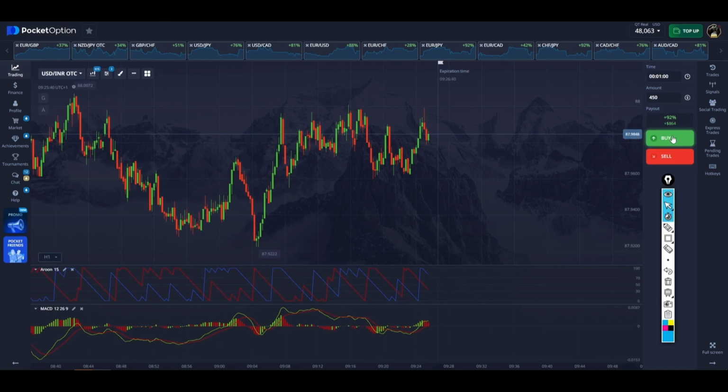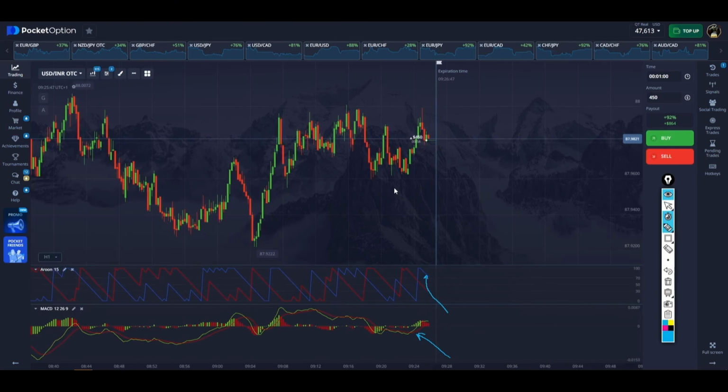Let's focus on this currency pair. The situation here is also interesting. I'm entering a buy trade because we've got a MACD crossover and buyer dominance on the Aroon indicator. Let's see how this strategy performs on this currency pair.